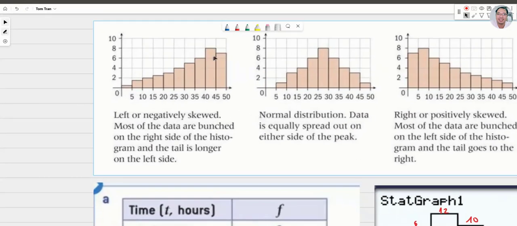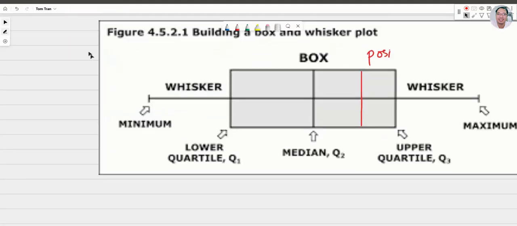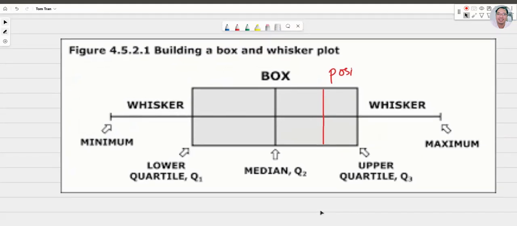It represents the same thing with this kind of histogram. The median is here, close to the upper quartile, meaning it is negatively skewed. Sorry, this is not positive. It is negatively skewed, similar to the histogram like this. So it is opposite to our normal sense. We think that the right is positive, but it is totally opposite.